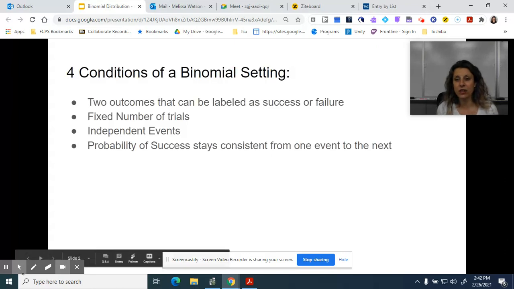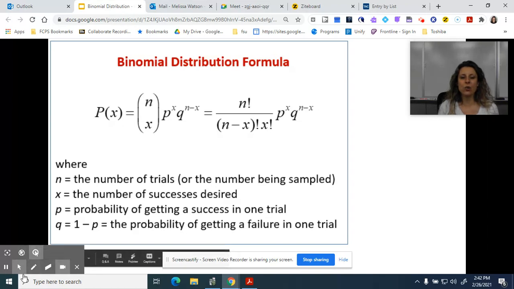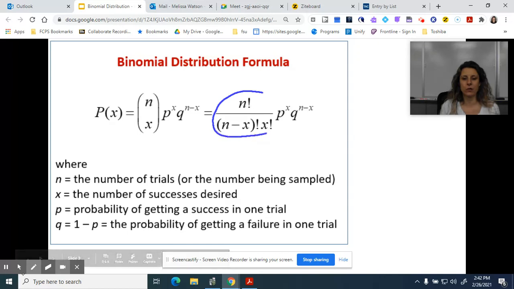All right, so let's take a look at the formula. I know it looks kind of complicated, but we're going to break it down. So I'll show you how it works in just a minute. So this in parentheses, n over x, is just shorthand for this part of the formula. Okay, so n factorial over n minus x factorial times x factorial. That is that in parentheses n over x.